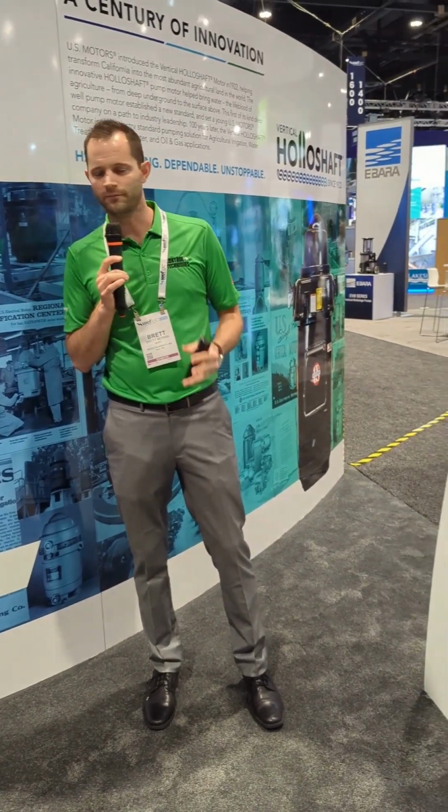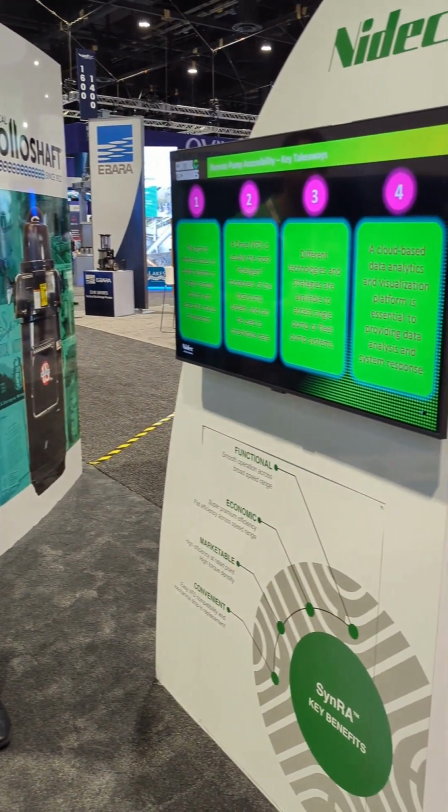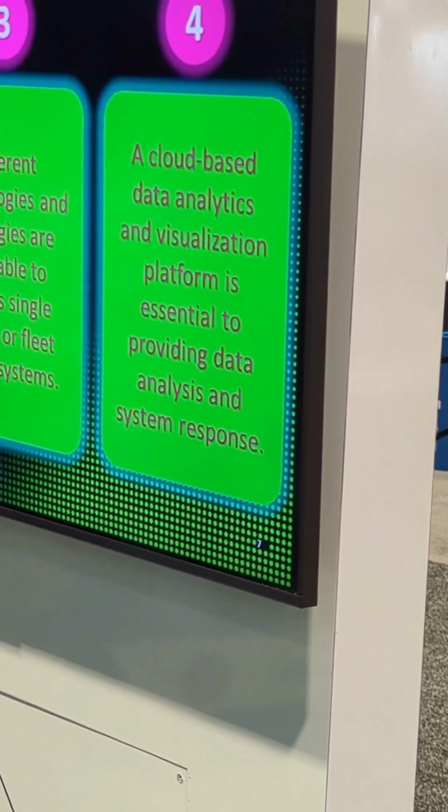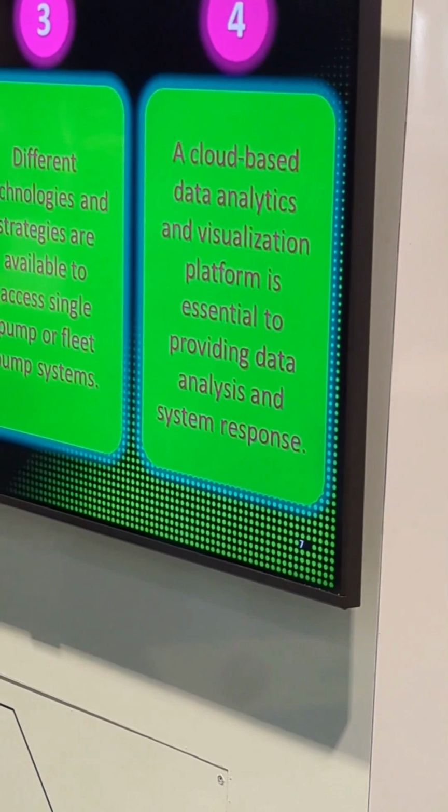And then number 4, good to have a partner in a cloud-based data analytics and visualization platform, because this is essential to providing and evaluating the data that comes into your pump system.